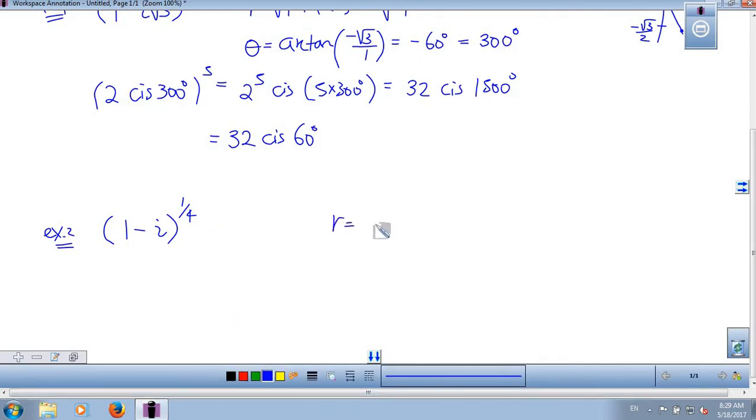So again, let's identify r. r is equal to the square root of 1 squared plus negative 1 squared, so it's the square root of 2.